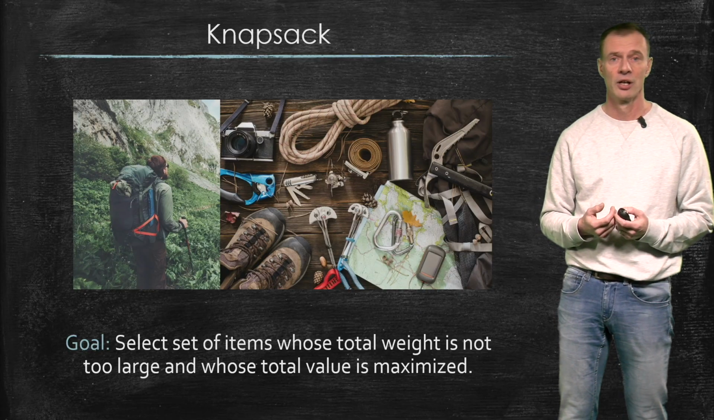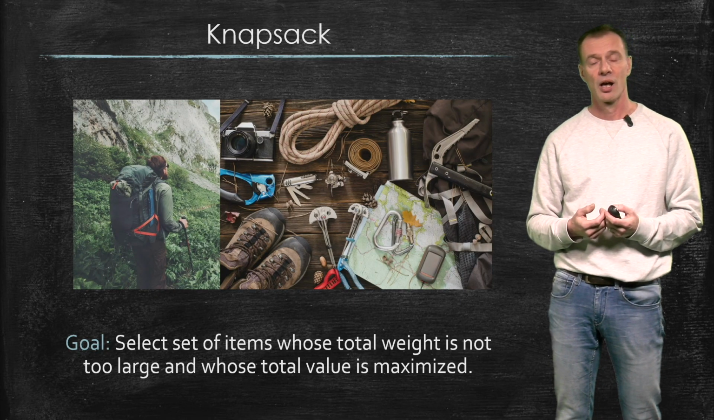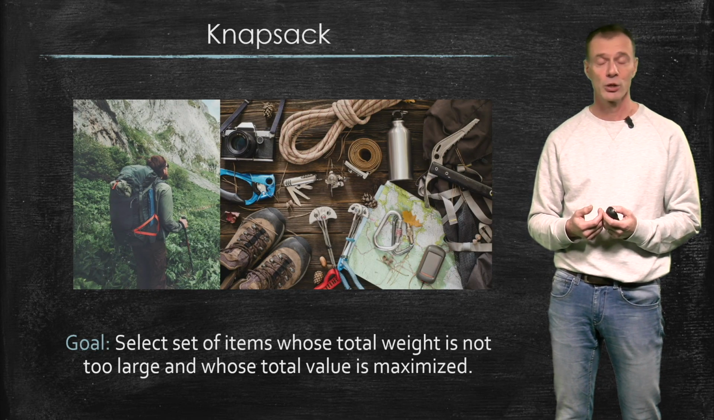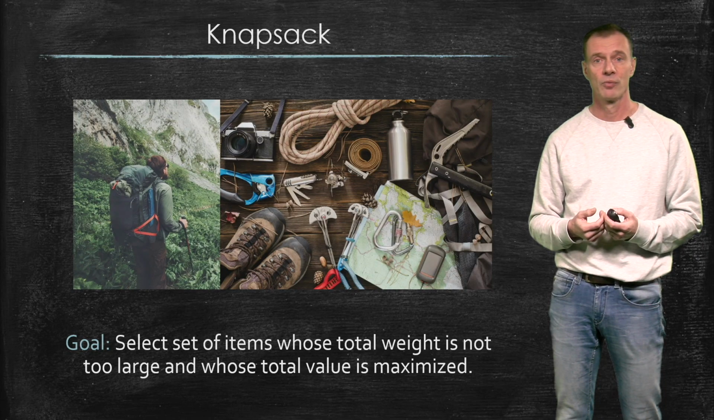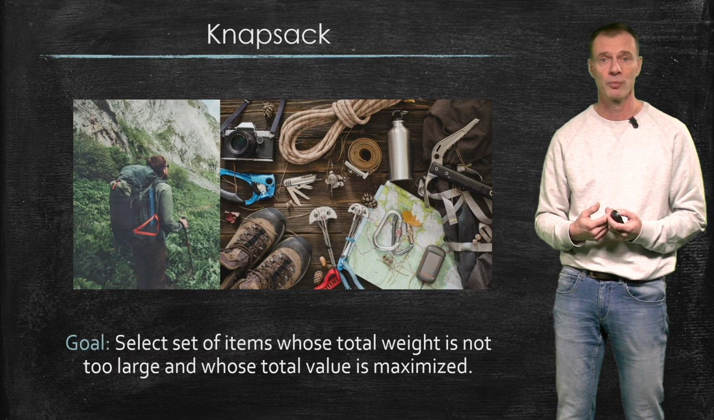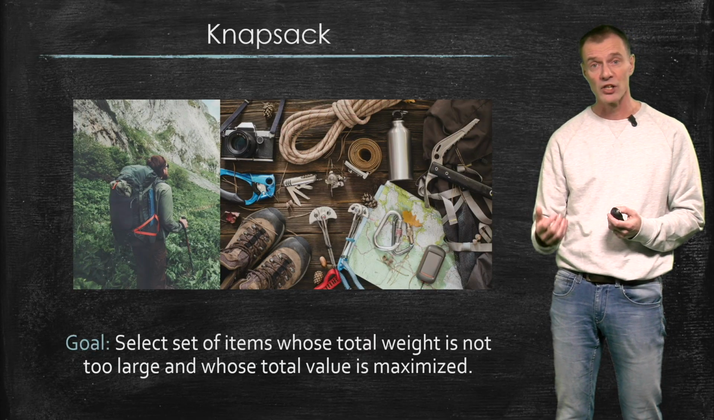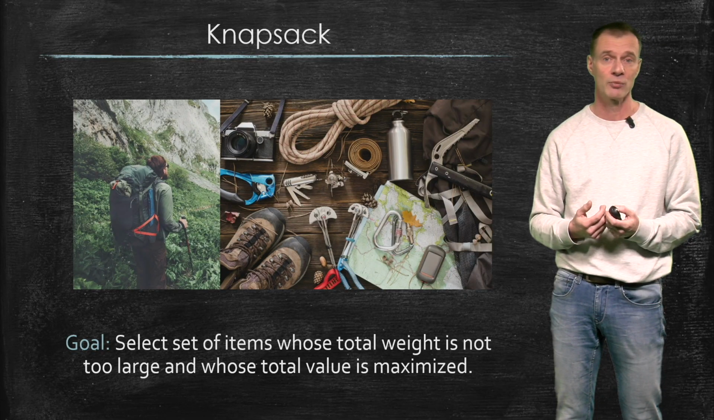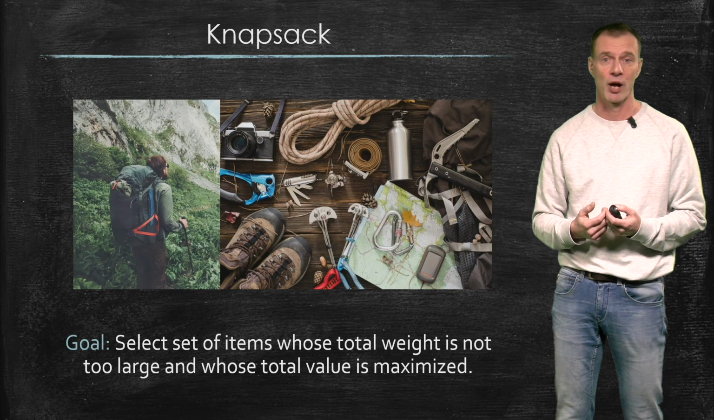Let's look at a different problem. Suppose you go hiking, and you don't want to carry more than 20 kilograms in your backpack. And there are many items that you may want to take on your trip. So what you can do is, for each of these items, assign a value to them. How much is it worth to you to take them on your trip? How valuable are they for you on your trip? And now you want to select a subset of these items such that the total weight of the subset is at most 20 kilograms and the total value of these items for you on your trip is maximized.